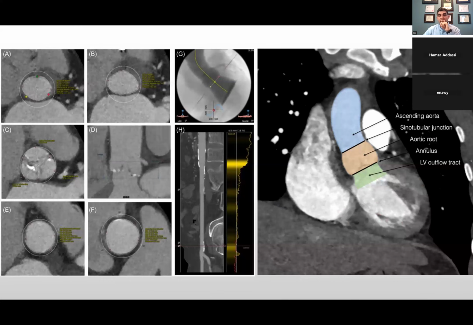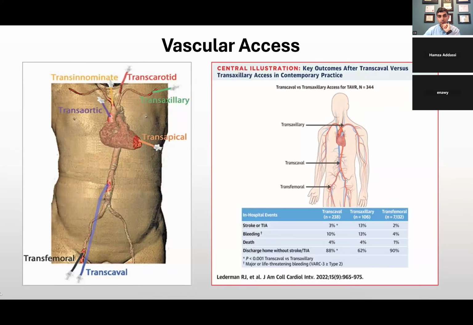So we need CT scans to be able to determine all this. Every single one of us here has a different sized valve. So we have to know what size valve to use. We have to see if there is calcium, just like you saw in the second case. And we have to also make sure we won't block the coronary arteries that are coming off from the aortic valve.